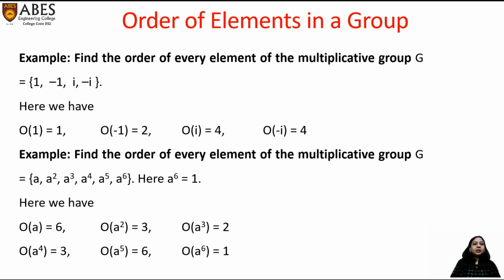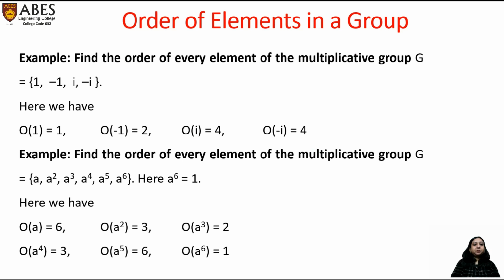The next example is we have to find the order of every element of the multiplicative group G. Here we can see that there are 6 elements in the group: A, A square, A cube, A4, A5 and A6. Here the identity is defined as A raised to the power 6 is equal to 1, meaning we are getting the identity element at power 6. So now we can find the order of each and every element.